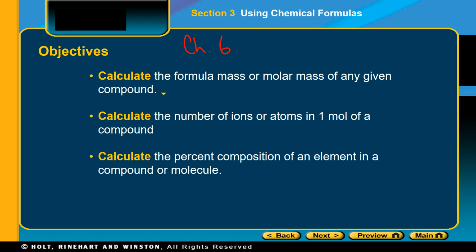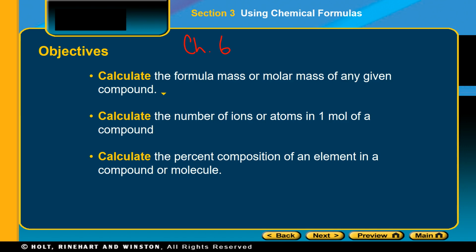So today we're going to be looking at formula mass or molar mass. Sometimes it's called formula weight. We'll distinguish between those, and how to use the chemical formula to determine that. We're going to be calculating the number of ions or atoms in 1 mole of a compound or in 2 moles of a compound, things like that. So we will identify what a mole is today as well. And then hopefully we will get to the part where we're starting to look at percent composition.